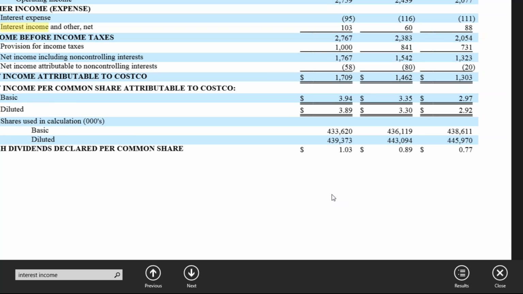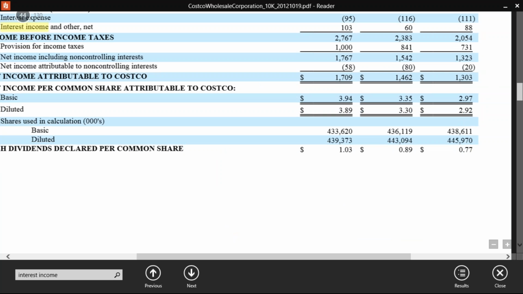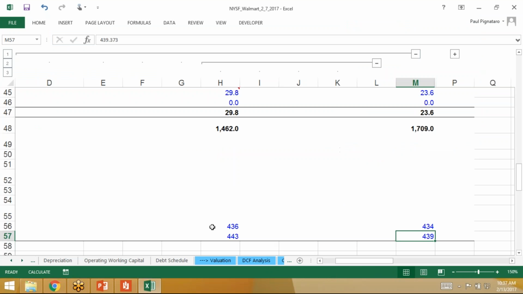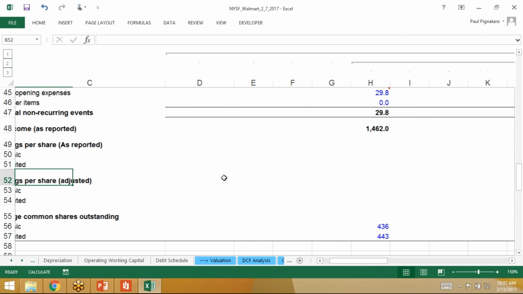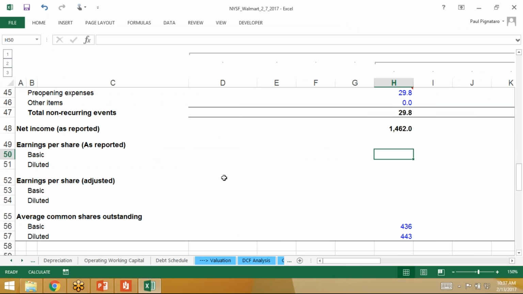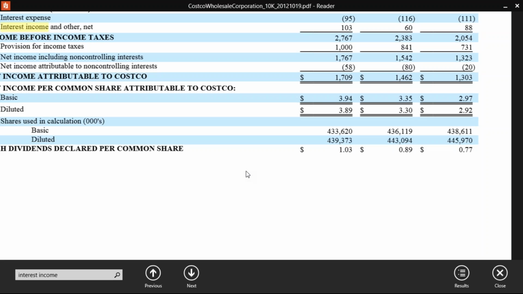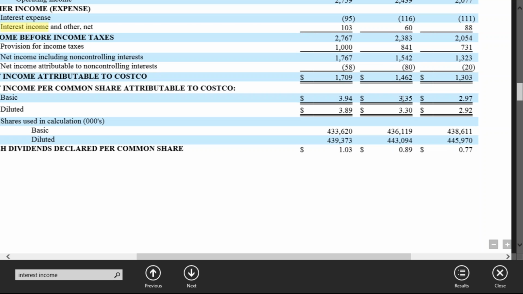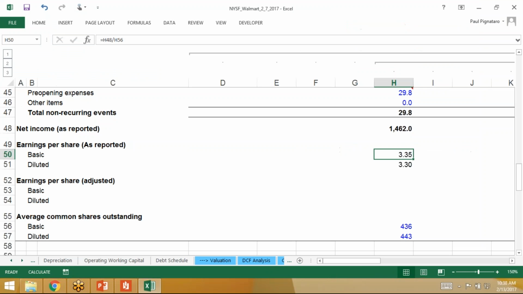Okay, let's divide. I want to make sure that I'm getting the same EPS that they're getting, so I'm just going to take the net income as reported, divide by basic number of shares for basic EPS, and take the net income as reported, divide by diluted. Let's see if that matches, okay? 335 and 330. 335, 330. All good. That's all I want to know. Okay, so we're on the right track.